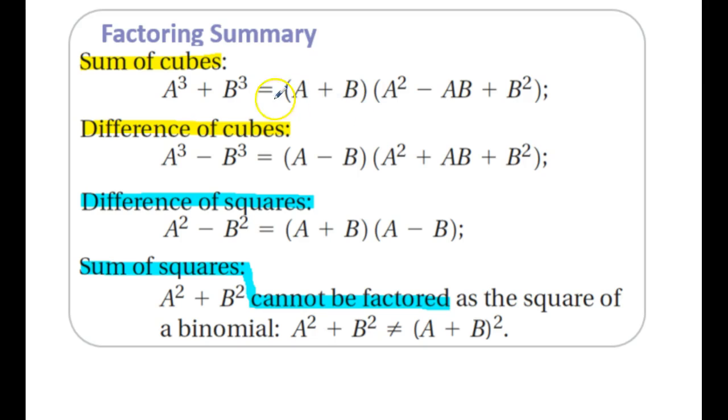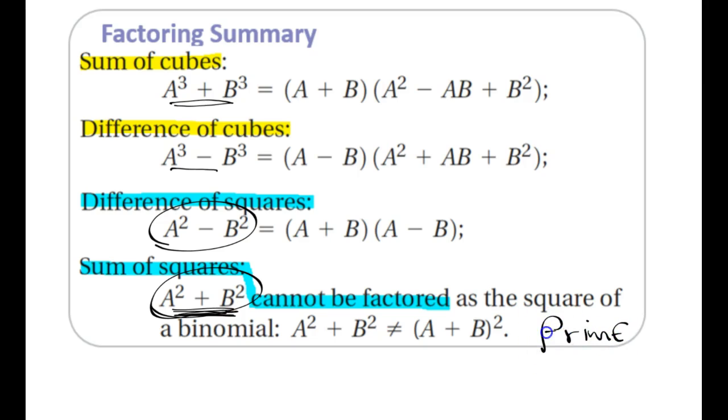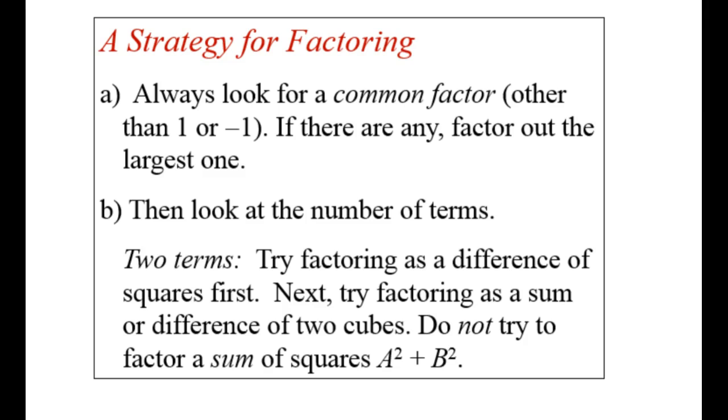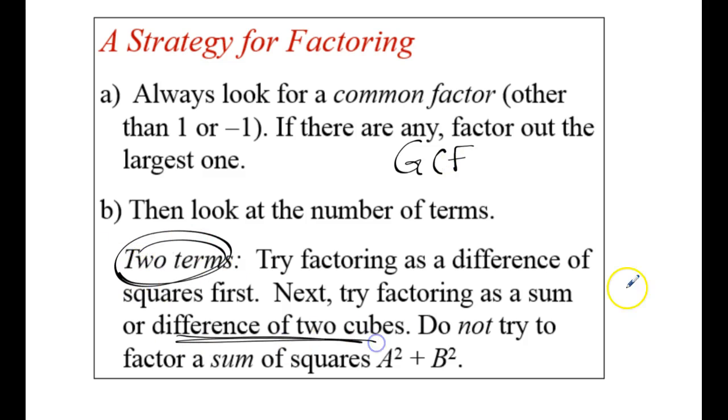We also discussed, besides sums and differences of cubes, how to factor a difference of two squares. Remember, you cannot factor the sum of two squares, so you would just write the word prime or not factorable. If they give you something like x squared plus 9, you cannot factor that. Some strategies are to always look for the greatest common factor first. If there's two terms, we're going to look for a difference of two squares. That would be like x squared minus 9 factors to x plus 3 and x minus 3. But remember, it's got to be the difference of two squares.